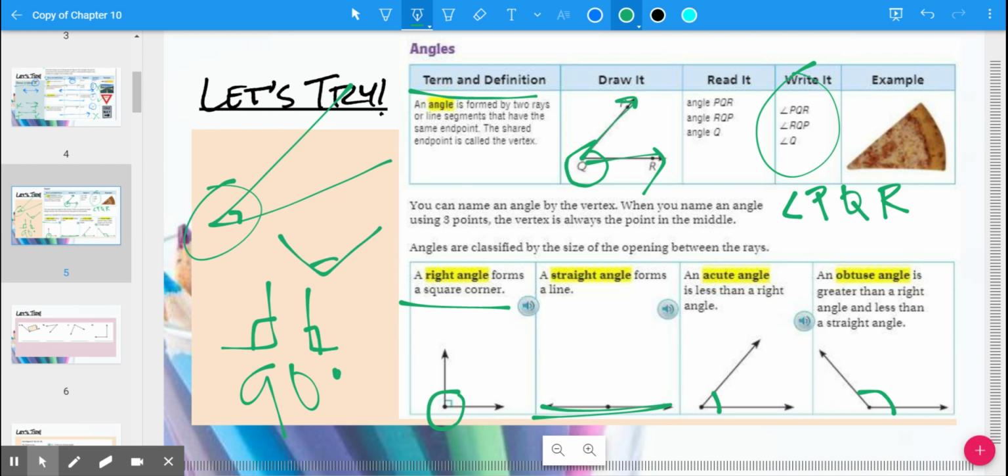So it doesn't matter the size of the angle, guys. It just matters if I'm looking at that angle part. I'm just looking right there. What is the angle telling me? Is it small, smaller than a 90-degree angle, smaller than that perfect L? Or is it bigger than that perfect L?